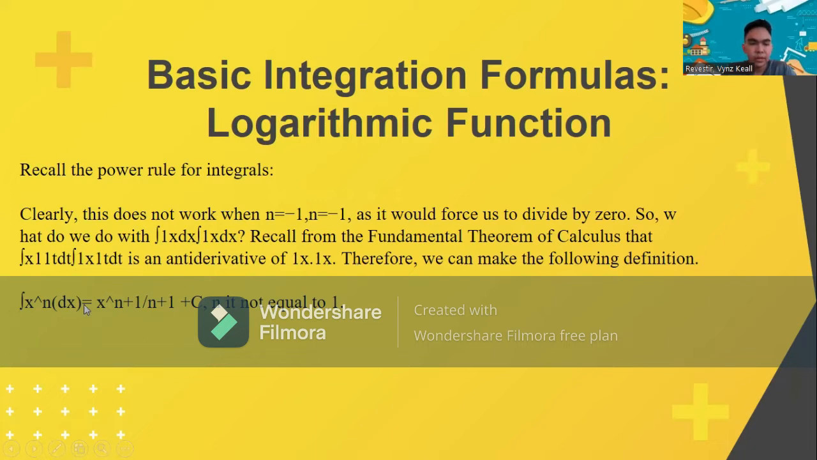So we can conclude that the formula is the integral of x raised to n dx is equal to x raised to n plus 1 over n plus 1 plus c, and n is not equal to -1.